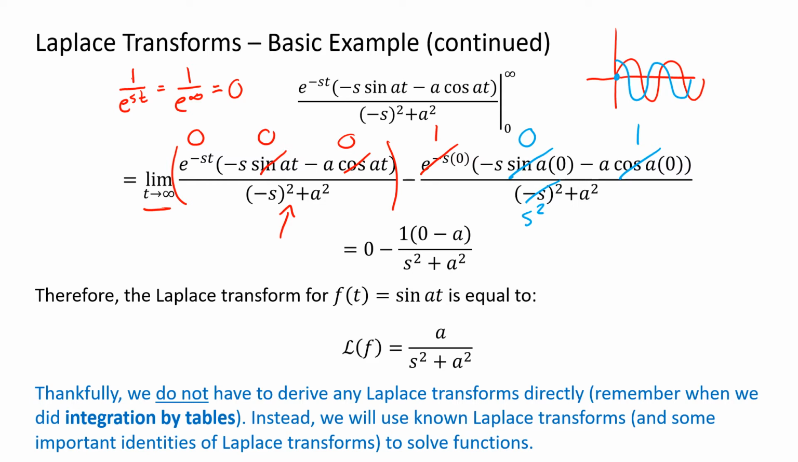So substituting this in, we have 1 times 0 minus a times 1, which is just a, divided by s squared plus a squared. So if we do 0 minus that, our Laplace transform ends up as a divided by s squared plus a squared.